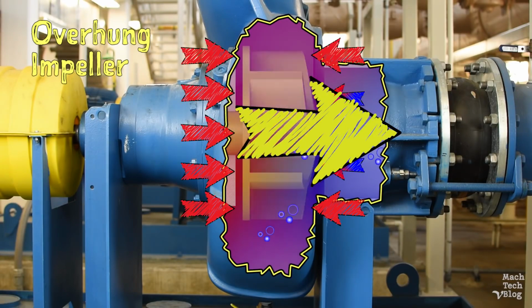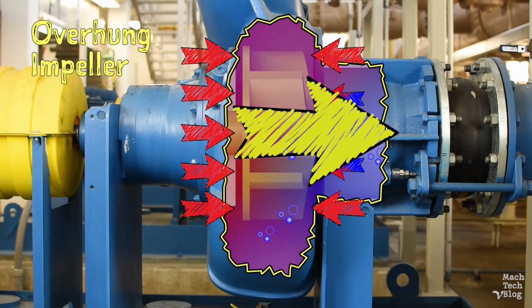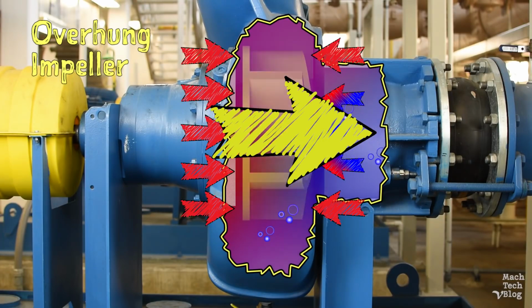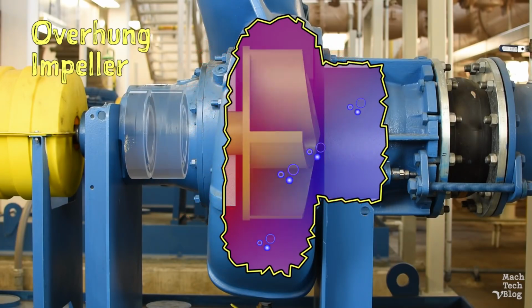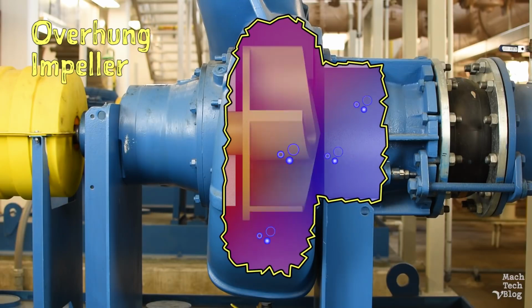The net effect is a constant axial force, or thrust load, pushing the impeller toward the suction inlet of the pump. You can compensate for this effect a little bit by installing beefier bearings capable of handling thrust loads, or drilling holes through the impeller shroud to allow for some pressure equalization.